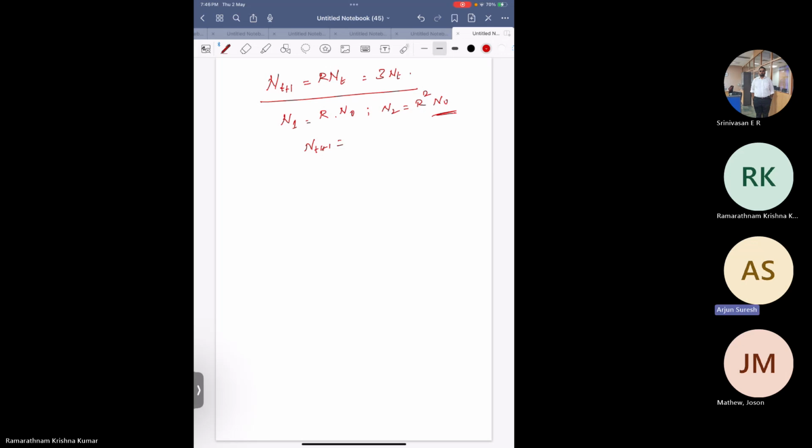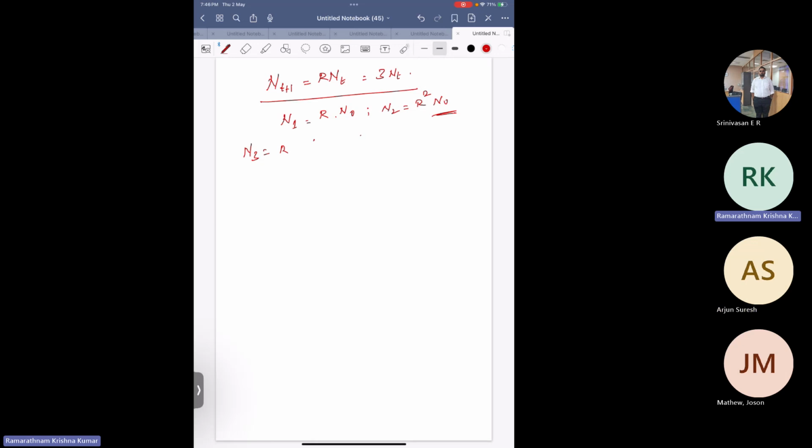It's N naught into (1 minus R raised to N) by (1 minus R). N0 into R power N, R raised to N0 into R raised to... N naught into 1 minus R. Look at this carefully. What is N3? Let's put more terms. R raised to N plus 1. Correct.